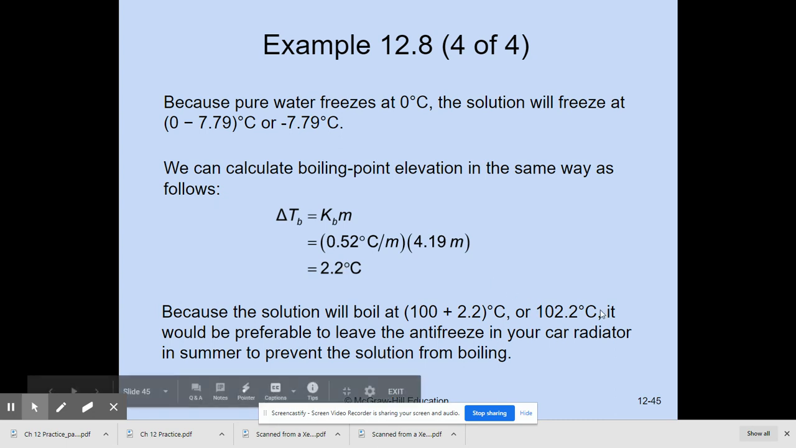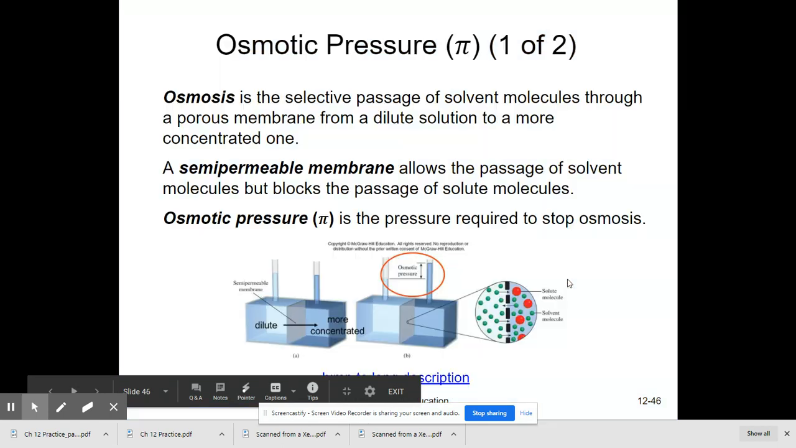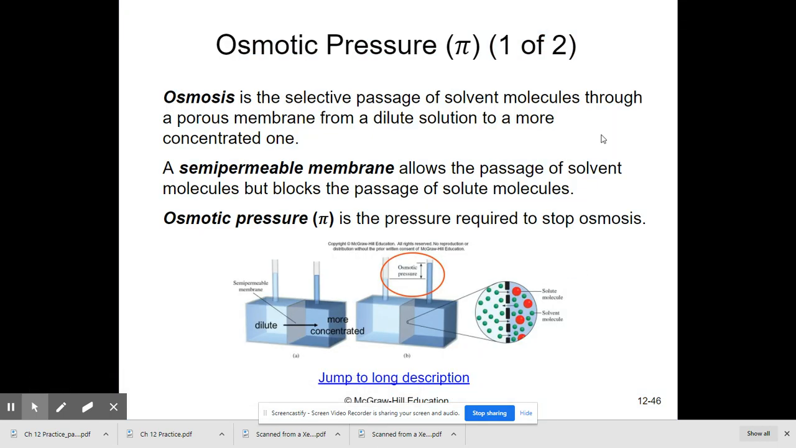And so we would not want that to boil. Another property when we talk about solutions is osmotic pressure, which is a pi symbol, same pi that you use in math. Osmosis is the passage of solvent molecules through a porous membrane from a dilute solution to a more concentrated solution. A semi-permeable membrane allows the passage but blocks the passage of the solute. So a semi-permeable membrane only allows the solvent, so like the water, to pass and not the actual solute. Osmotic pressure is the pressure required to stop that passage.